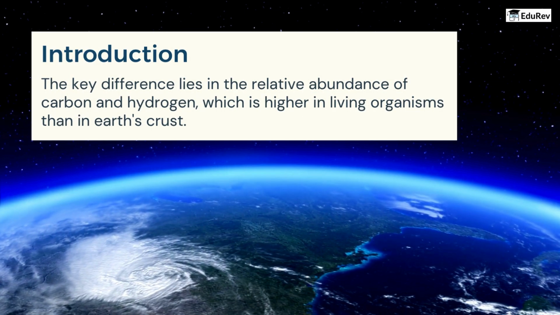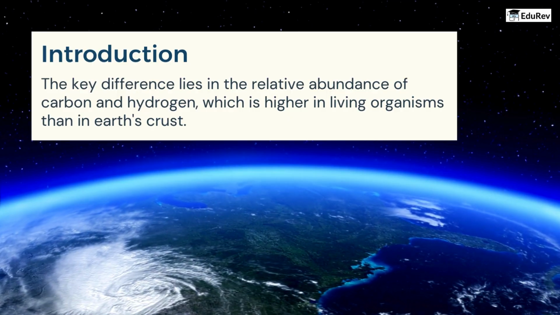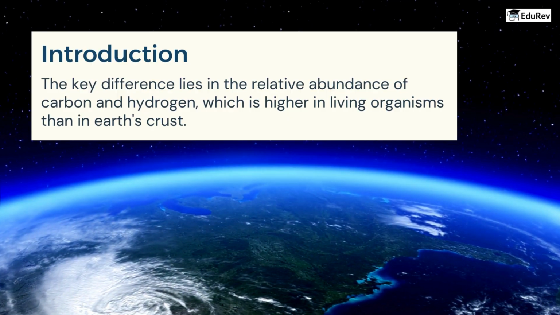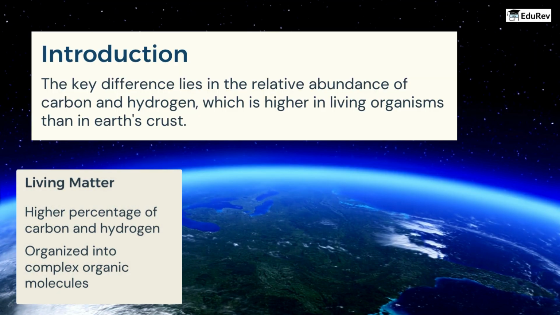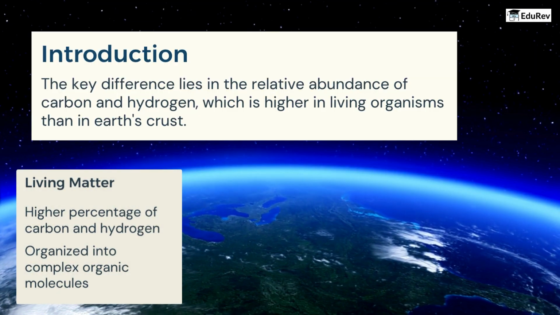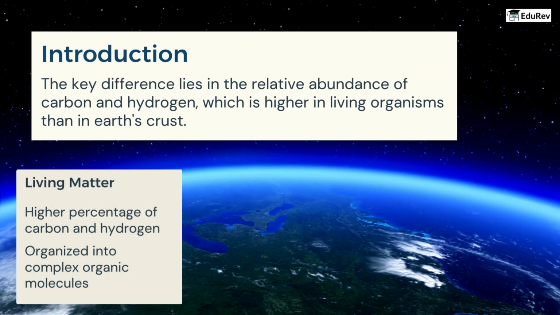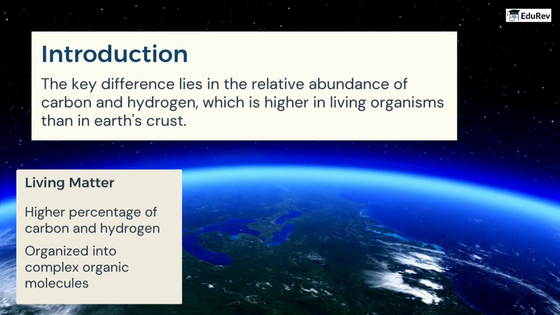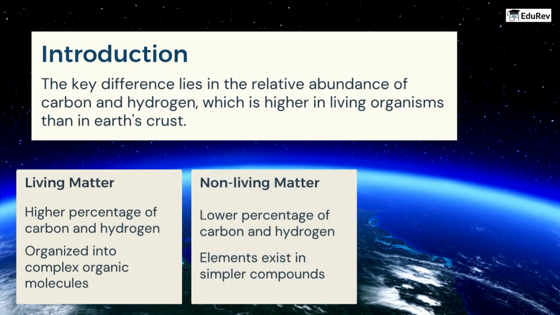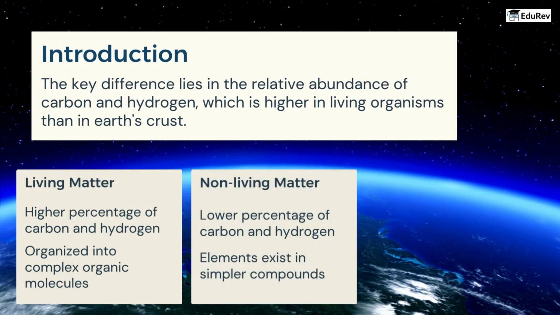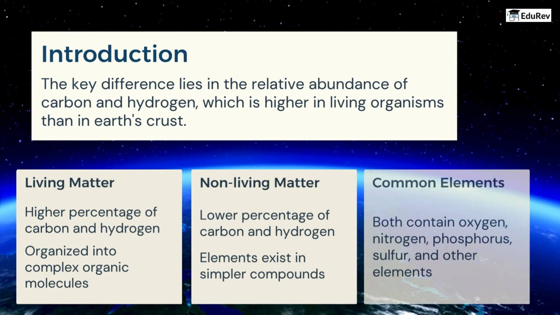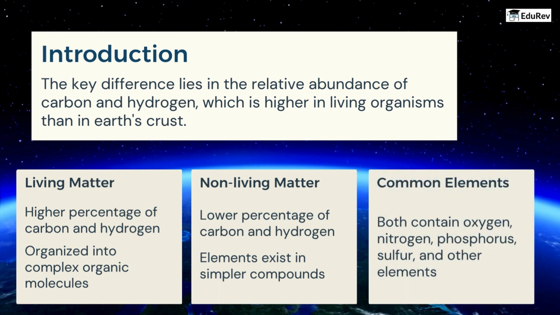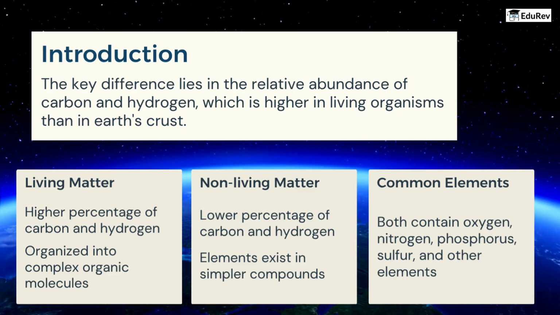The key difference lies in the relative abundance of carbon and hydrogen, which is higher in living organisms than in the Earth's crust. Living matter contains a higher percentage of carbon and hydrogen and is organized into complex organic molecules. Non-living matter has a lower percentage of carbon and hydrogen, and elements exist in simpler compounds. Both contain oxygen, nitrogen, phosphorus, sulfur, and other elements.